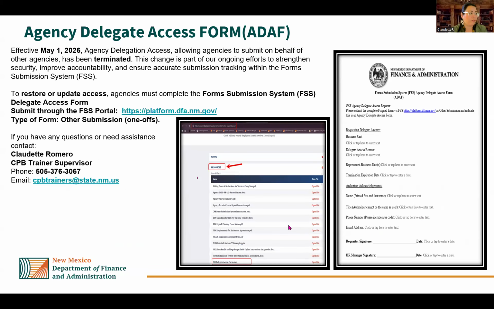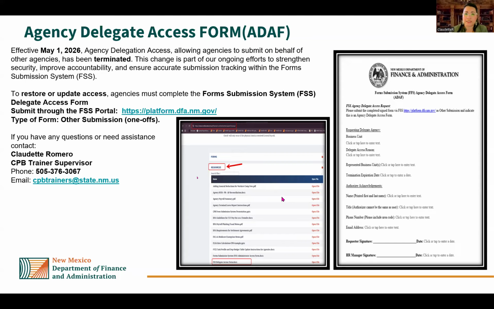We also have another form, which is an agency delegate access form. This is a little bit different than the FSS administrator form. The agency delegate access form allows an agency to submit on behalf of another agency. As of 4:30, we turned the system off. If you had prior access to submit on behalf of an agency, that access has been turned off effective 4:30. So beginning May 1st, you will see in FSS that you may not be able to submit on behalf of that agency. If you need to submit on behalf of that agency, we have a form.